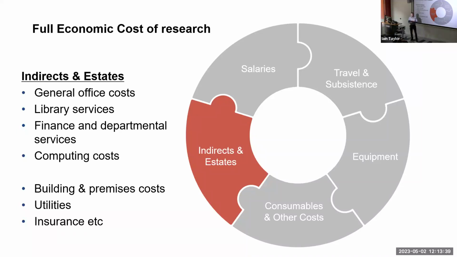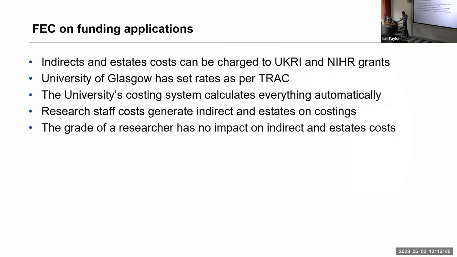Any questions about that? Does that broadly make sense? So it's stating the obvious a bit, but indirects and estates can be charged to UKRI and NIHR grants and some others as well. This is because these funders were involved in agreeing to and setting up the whole methodology around full economic costing in the past.